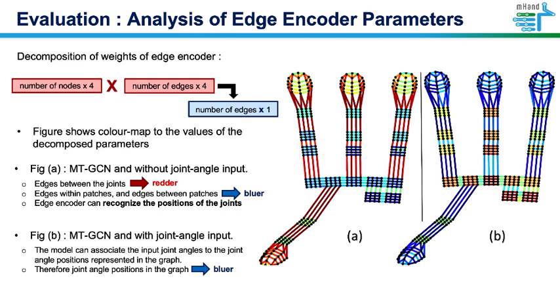First, we decomposed this size to number of edges by 1. Then we assigned a color map to these decomposed values. Therefore, the colors of edges in the figure correspond to these decomposed features. When the joint angles are not given to the MTGCN, the network assigns higher values to the edges between the joints. This is because it needs to extract more information from these positions. When the joint angles are provided to MTGCN, we can see bluer values at the joints. This is because the MTGCN can associate the joint values to the positions of these bluer edges where the joints are. Either way, we can see that the edge encoder can detect the joints and the skin patches.